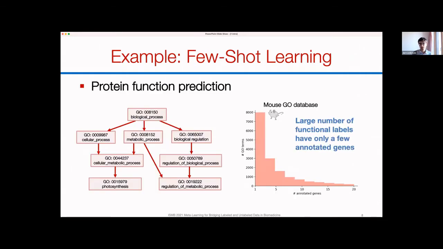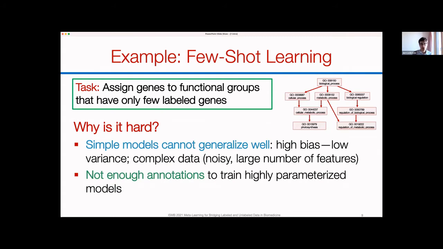Just to give you an example, few shot learning approaches can be used for protein function prediction, where a large number of functional labels may only have a few genes annotated, right? And we have very little training data for each functional label. And the task here would be to assign genes to functional groups, where we only have a couple of examples of genes for each functional group. This is hard to do because simple models won't be able to generalize well. They will have high bias and low variance, and the complexity of the data is also very large in terms of having noisy labels with large numbers of features. And for traditional machine learning, there is not enough annotations, there is not enough labeled data to train highly expressive models using traditional approaches, right?